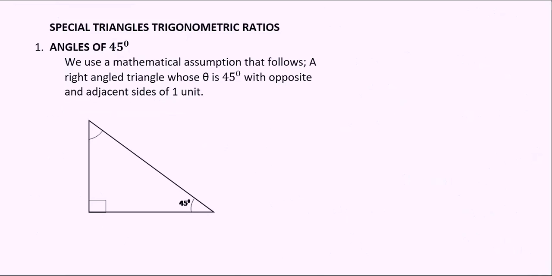Okay, now we've moved to special triangles. Special triangles, trigonometric ratios. We'll have the angles of 45 degrees and then the angles of 30 and 60 degrees, which we are going to see in the later part of this lesson. So for now, we'll have the angles of 45 degrees. For angles of 45 degrees, we use the mathematical assumption that follows: a right angle triangle whose theta, which is this, is 45 degrees with opposite and adjacent sides of 1 unit.